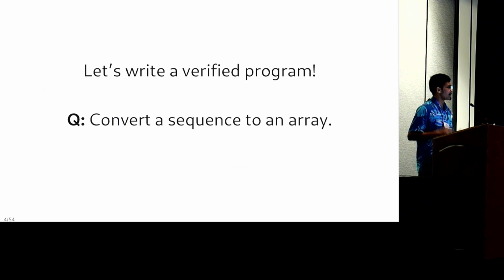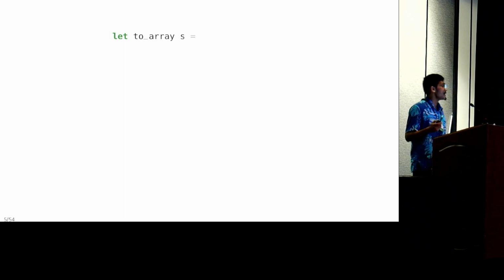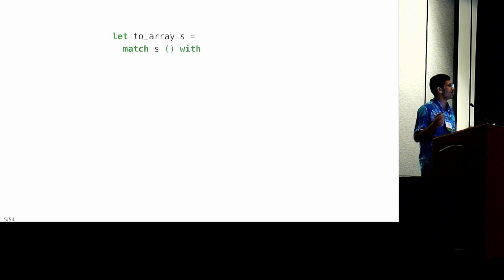Okay, so with the preliminaries out of the way, let's write some code. Our function, let's call it toArray, takes as input a sequence S. The first thing that we're going to do in our implementation is force the head of the sequence and branch on whether the sequence is empty or not. If the sequence is empty, then our implementation is trivial. We can simply return an empty array.